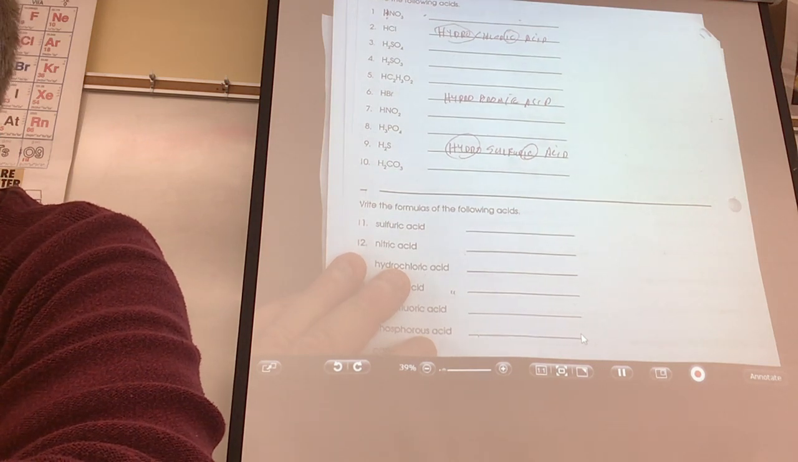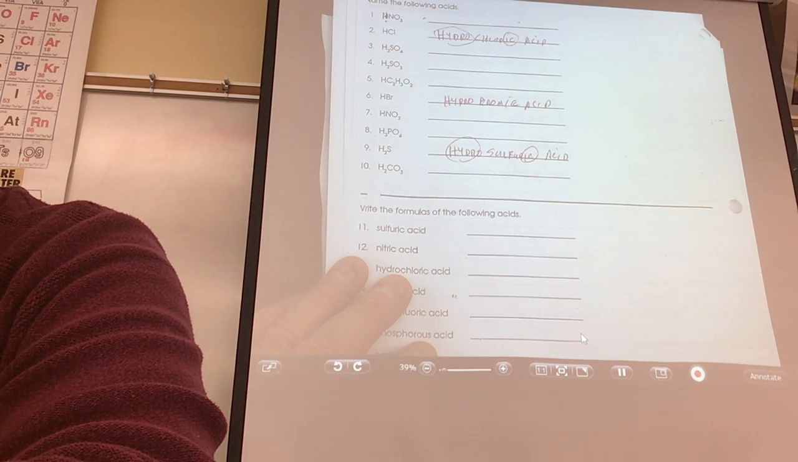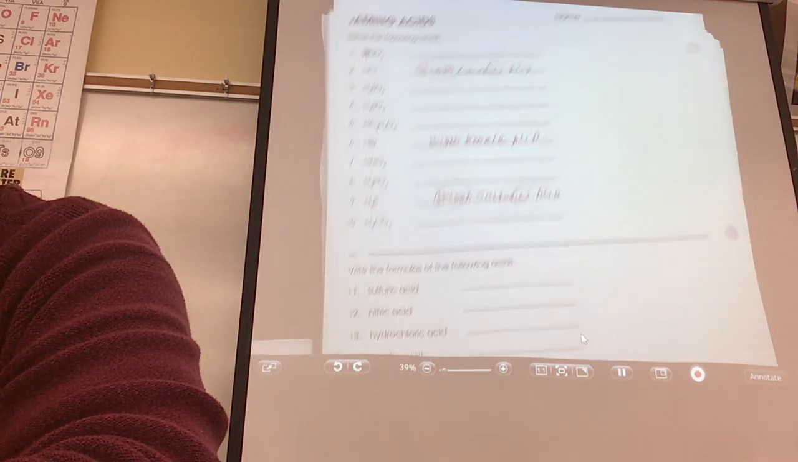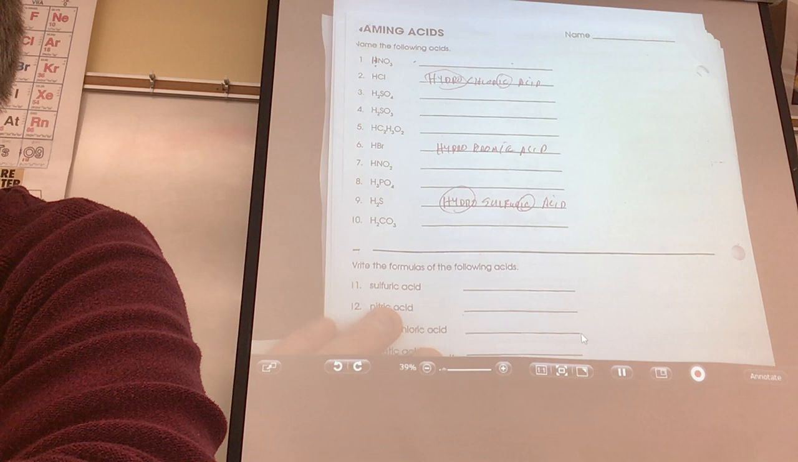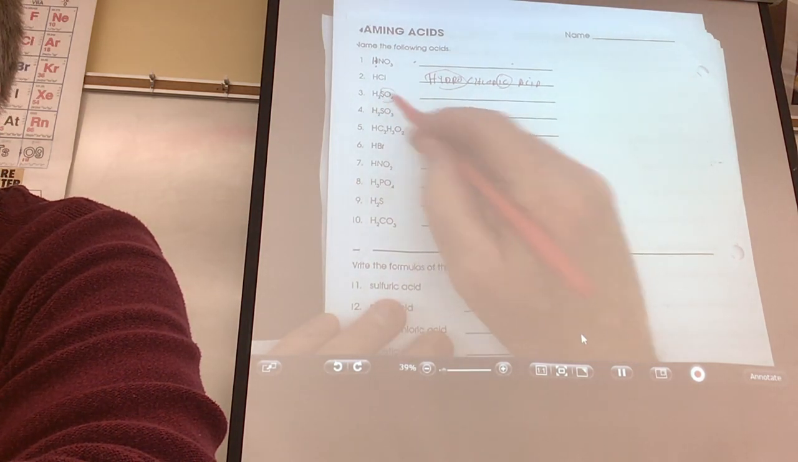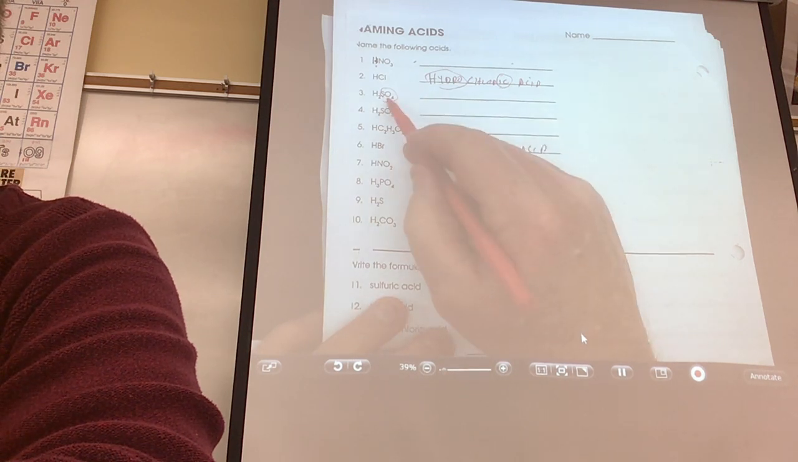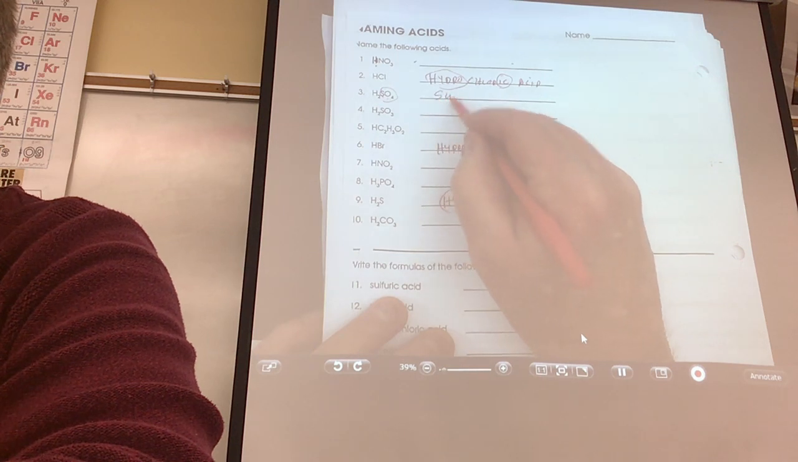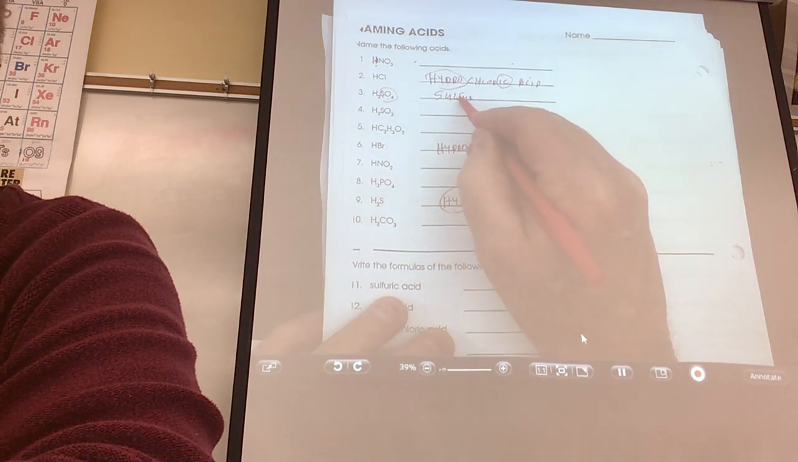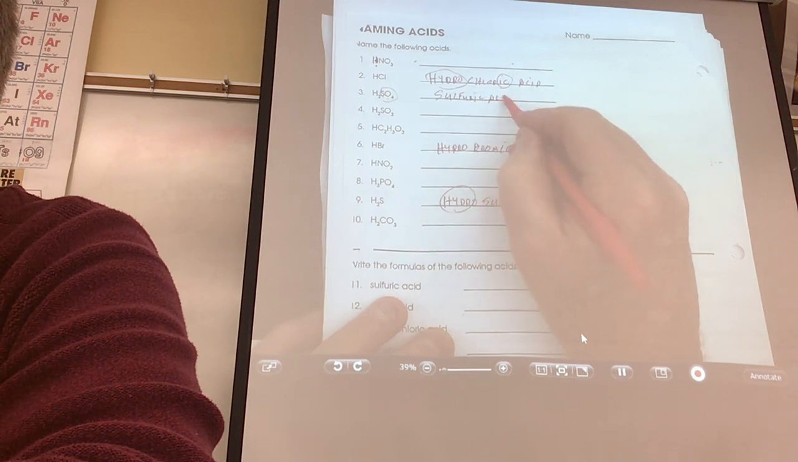All right, Ryan. Now pick one that has oxygen in it, but the polyatomic ion ends in ate. Number 3. All right, number 3. What's the name of this polyatomic ion? Sulfuric acid. Well, what's the name of the polyatomic ion? Oh, sulfate. Sulfate. So it becomes what? Sulfuric acid. And remember, no hydro. Yeah. Sulfuric acid. Good.